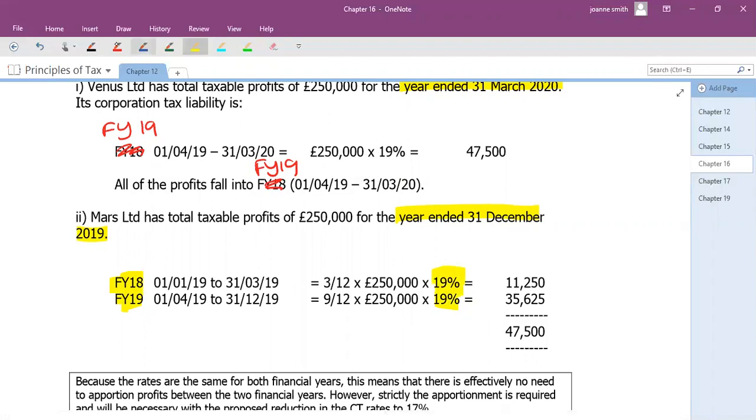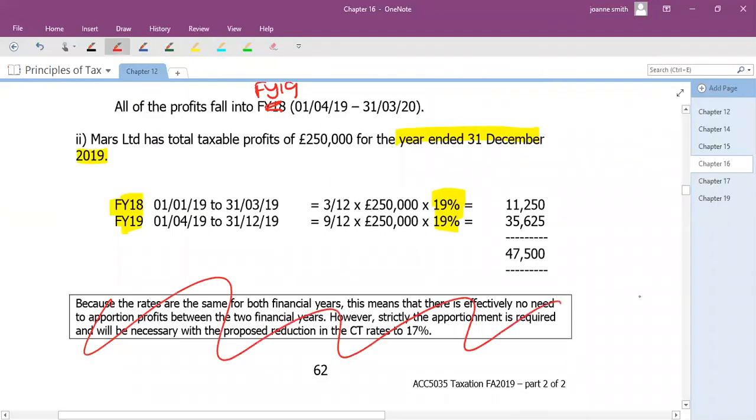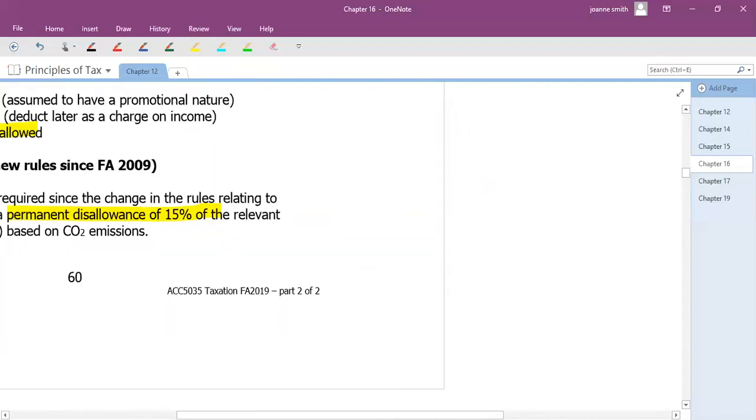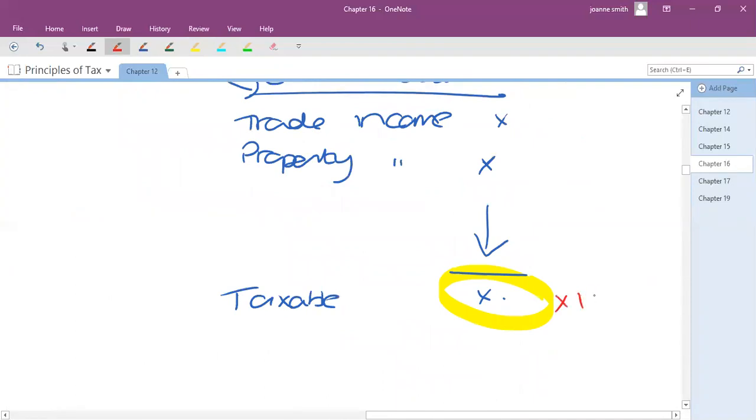So what I'm going to say to you in the exam, this is for information, but I'm just going to say in the exam, add up all your income, like we did over here, and just multiply it by 19%. So don't worry about the financial years, all right?